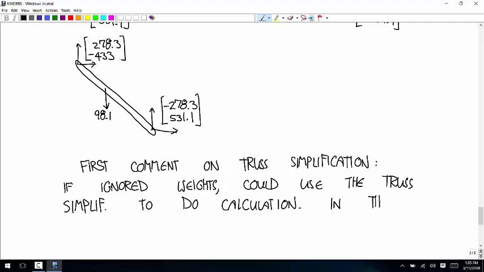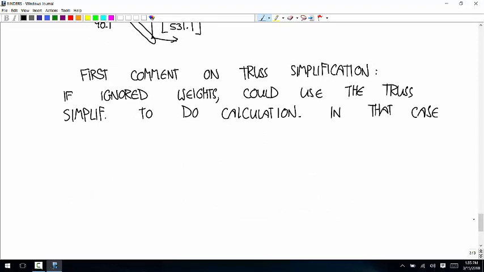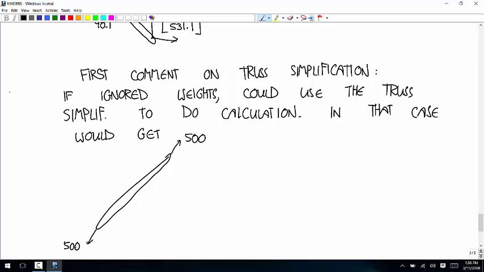In that case, we would get exactly, for the external loads on member 1, tension of 500 exactly along the axis of the beam. And for member 2, we get compression exactly along the axis. And actually that sort of suggests what that truss simplification is based on.